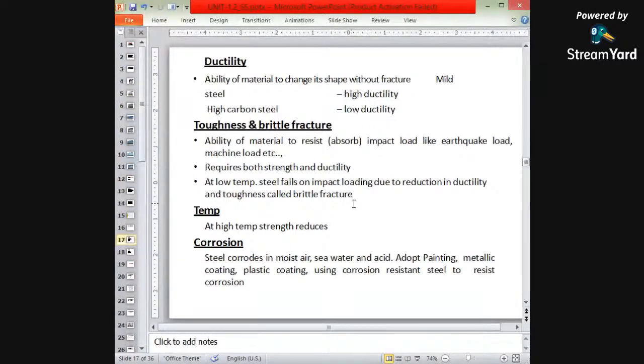So nowadays different coatings are used in order to resist corrosion, in order to avoid corrosion. Different coatings have been made: the plastic coating, metallic coating, in order to reduce the corrosion.